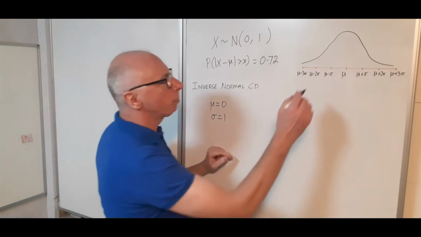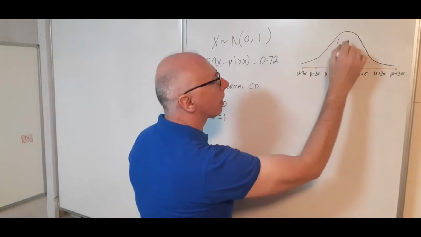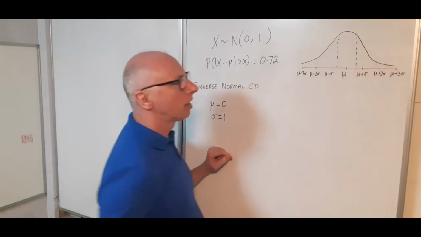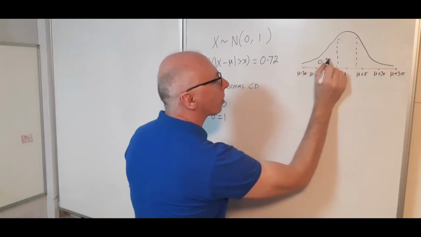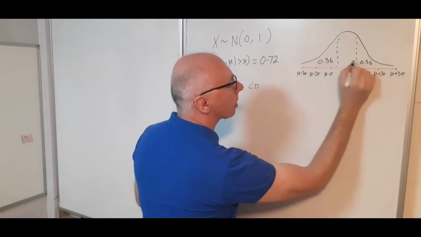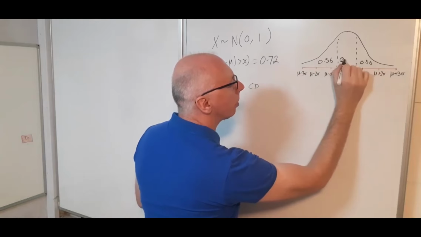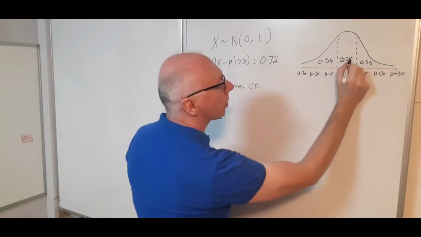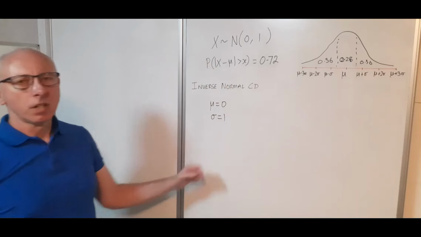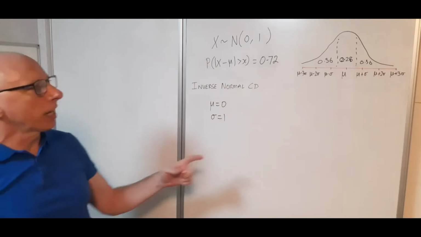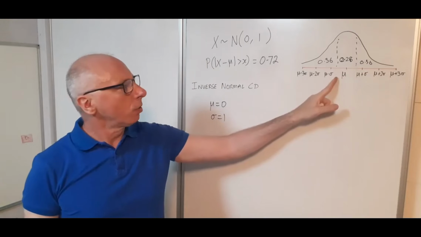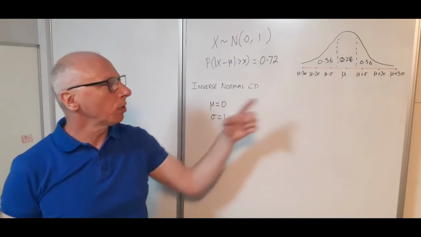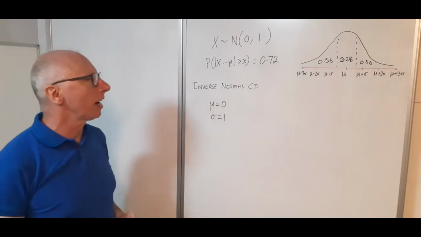So our result should be somewhere in the centre of the line there, roughly. So we know that this bit would be 0.36, this bit would be 0.36, so that leaves 0.28 for the centre. So with that in mind, we should get a result somewhere between plus or minus 1, but less than 1. So plus or minus a half, or roughly something like that.